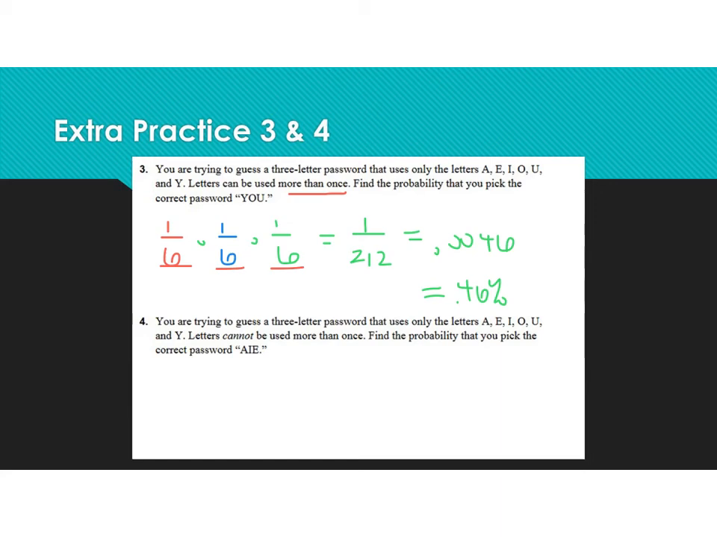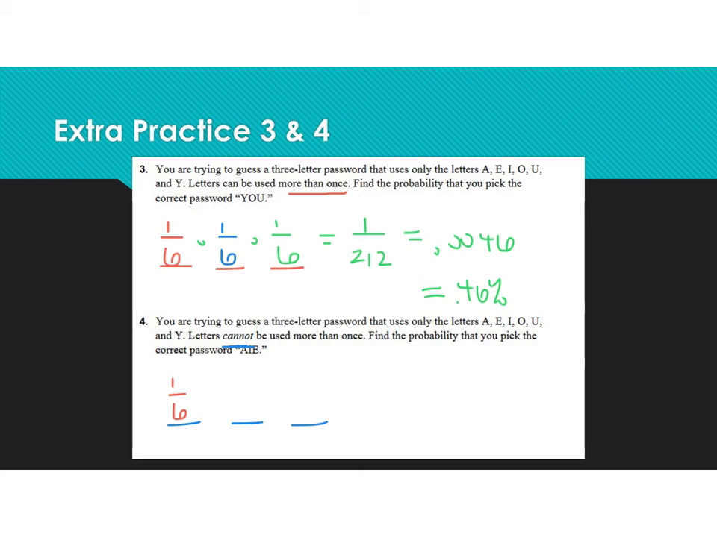Now let's see how that changes if the letters cannot be used more than once. So here we have the same letters, A, E, I, O, U, and Y, and the letters cannot be used more than once. So you cannot get AAA. So we want to find the probability of picking AIE. So again, I have 3 letters I'm trying to pick. What's the probability the first one is A? Well, there's 6 letters to pick from, so the probability is 1 out of 6.